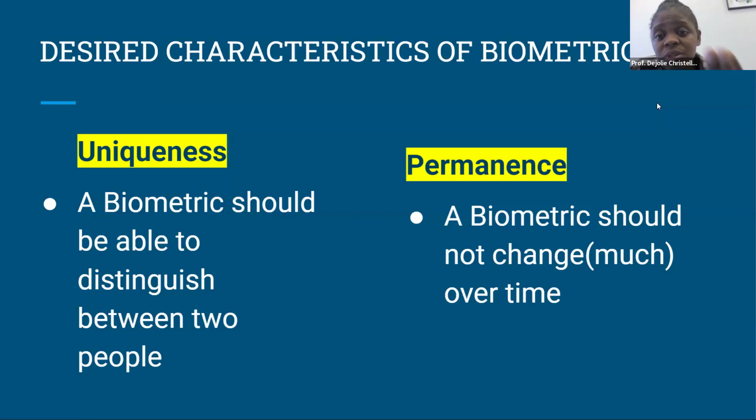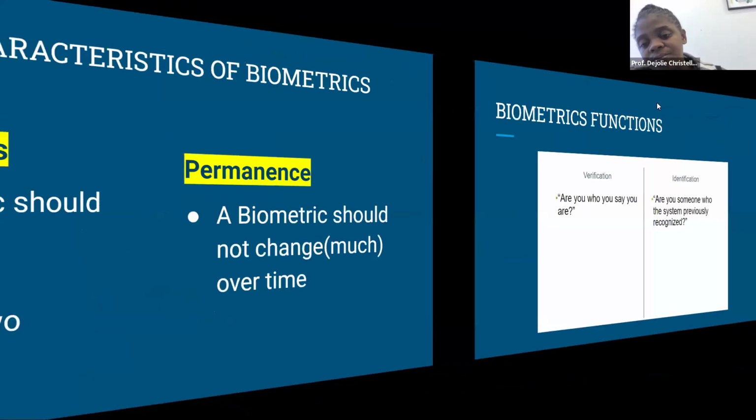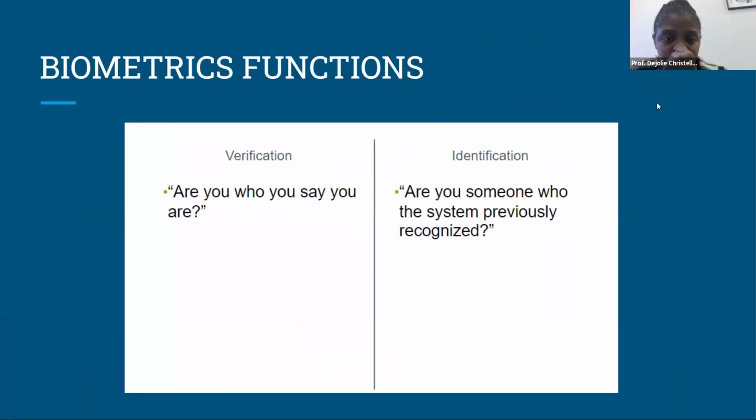So the characteristics of a biometric: uniqueness, it should be unique between two people. It should be different, even if you are twins, even if you were born the same second, from the same mommy. Everything should be unique. Permanence: it should not change much over time. It could change because you age, but not that much, right? We should be able to recognize it as you. Biometric function: verification.